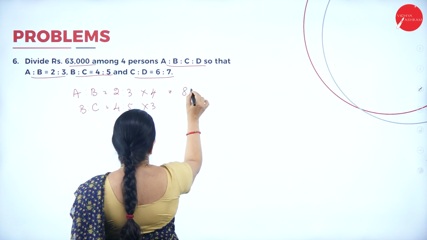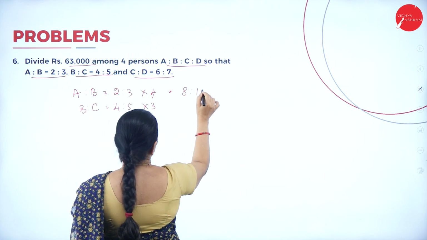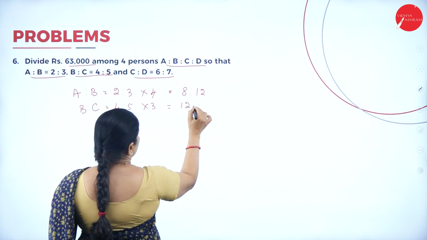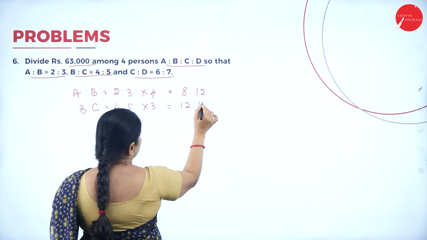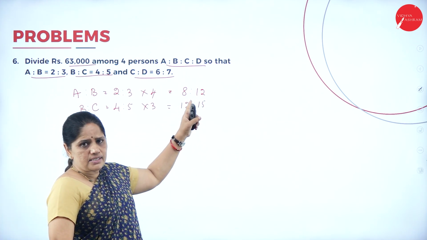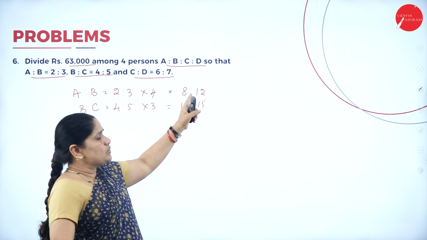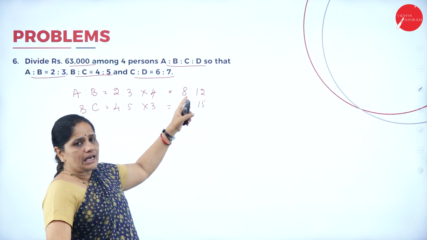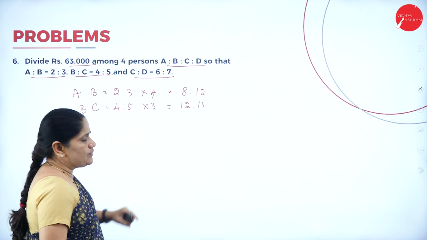4 2s are 8 is to 3 4s are 12, and again here 3 4s are 12 is to 3 5s are 15. So we get a common ratio here, that is B is common. So A is to B is 8 is to 12. 12 and 12 are common here. So it will be easy for us.